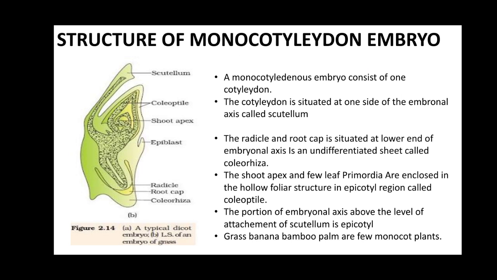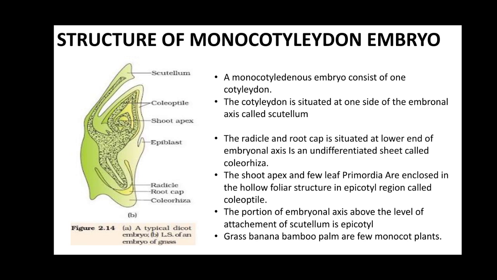Now come to the structure of the monocotyledon embryo, or the monocot embryo. We know the best examples of monocot embryo are maize, wheat or rice. The monocotyledon embryo consists of only one cotyledon, and it has a small embryonal axis which is fused with the cotyledon, and this is known as the scutellum.